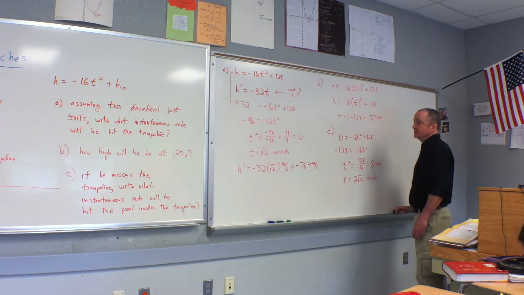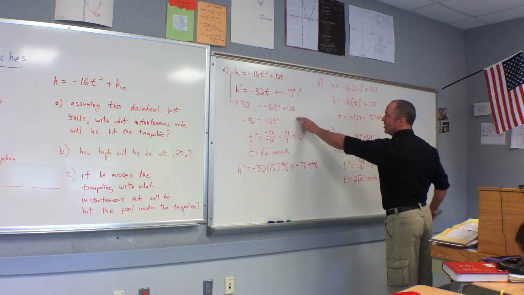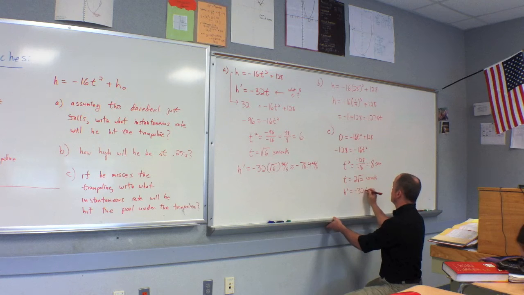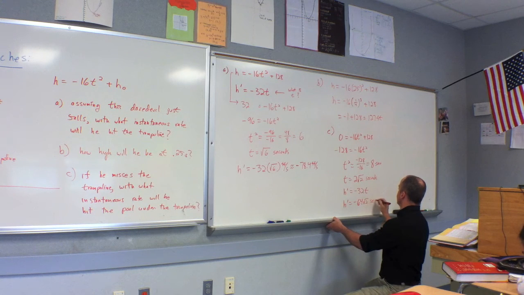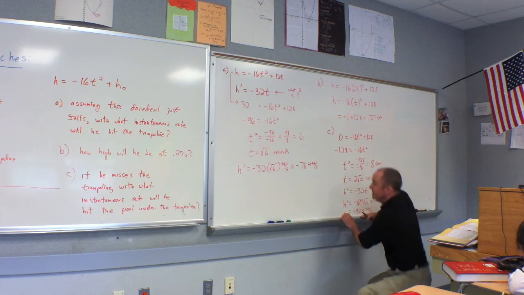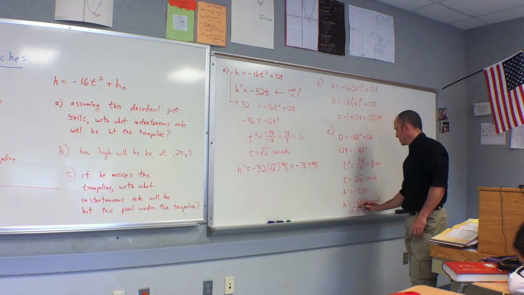Seconds. We go back to our derivative, which we already found. We know that h prime is just negative 32t. So he's going to hit it at 2√2 seconds with negative 64√2 feet per second, so that's about negative 90.5 feet per second. That's a lot faster. He really wants to hit that trampoline.